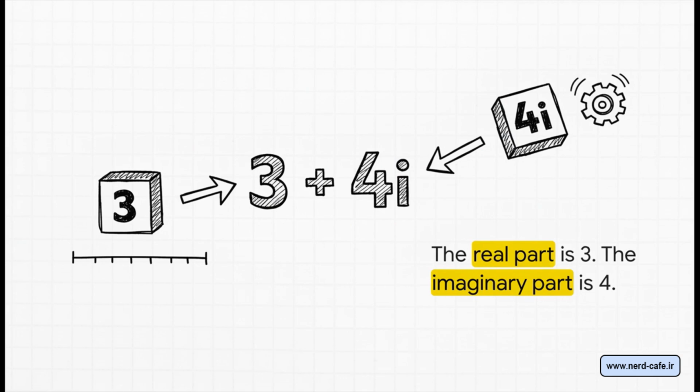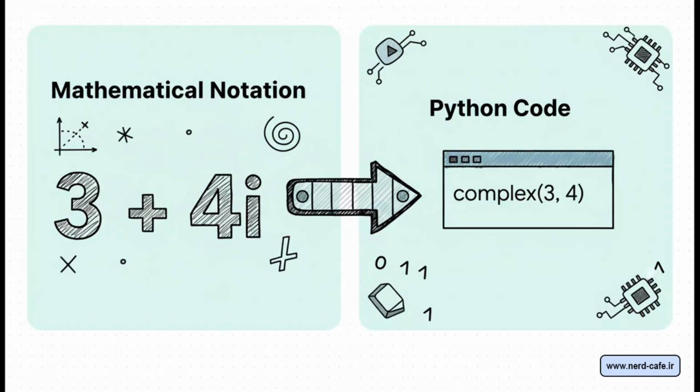So if you see a number like 3 plus 4i, it's super easy to break down. The real part is just 3. The imaginary part is 4. It's just a single number that happens to have two distinct pieces of information packed inside it. And this is where it gets really cool, because this isn't just some abstract idea. That mathematical notion, 3 plus 4i, translates directly into a single, clean command in a language like Python. This concept is so useful, it's literally built into the tools we use every day.